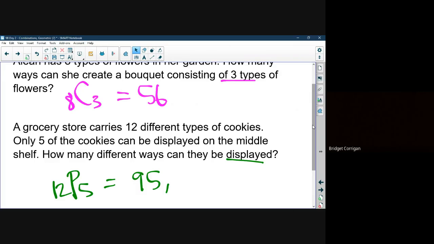Can't read my writing. Something. 040. I think 040.